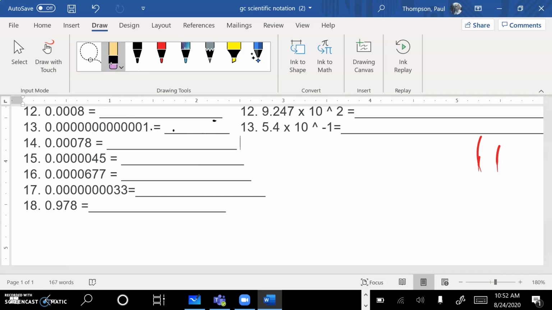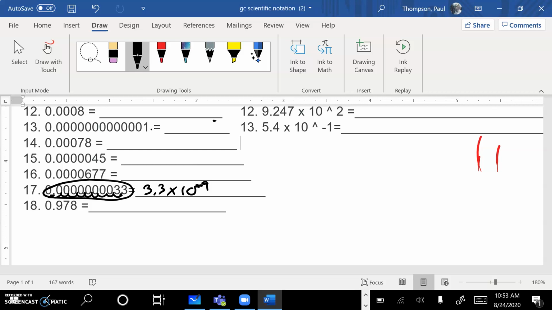Let's do one more. Let's do number 17. The decimal is right here, and I want to move it right here. You can have only one whole number to the left of the decimal. So all I simply have to do is count it. 1, 2, 3, 4, 5, 6, 7, 8, 9. The new number is 3.3 times 10 to the 9. This number is less than 1, therefore the exponent is negative. Negative 9. There. See that?